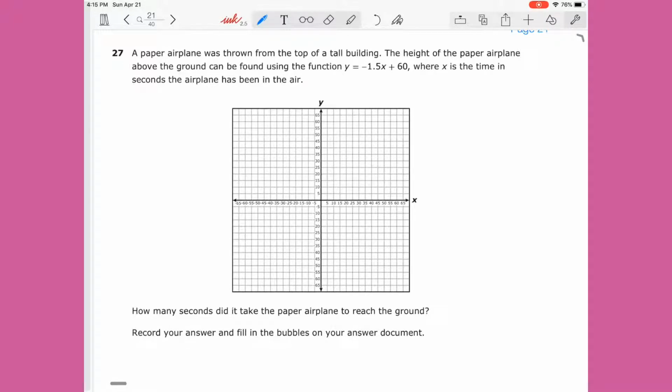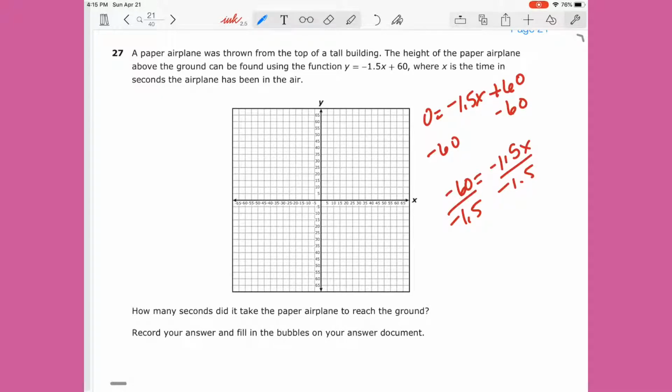So we're looking for when y is equal to 0, because it's going to touch the ground when y is equal to 0. So quite simply, I need to say 0 is equal to -1.5x plus 60. Subtract 60. This isn't a quadratic, this is a linear, but we can still solve this just like we would a quadratic. Divide by -1.5, because the zeros of the graph mean the same thing. So 60 divided by 1.5 will give me 40. So it will take 40 seconds to reach the ground. It's that simple. Easy, right?